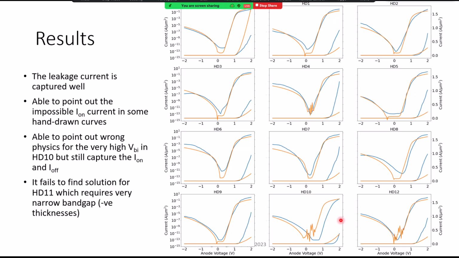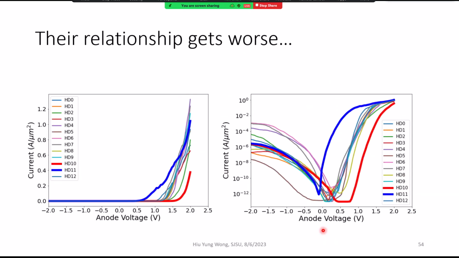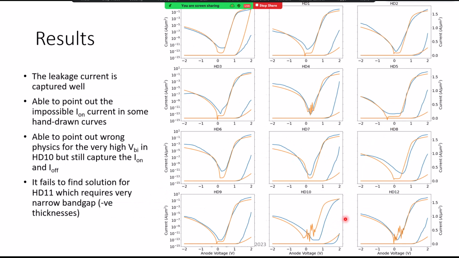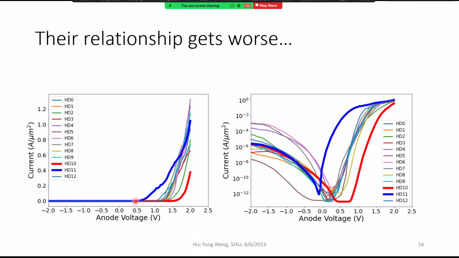Particularly, I want to point out this curve, HD10. No, it should be HD11, which is not shown here. For HD11, it tries to draw a curve that is shifted really to the left. And this is impossible for silicon because we're using silicon, not germanium or another device. So it failed to predict.